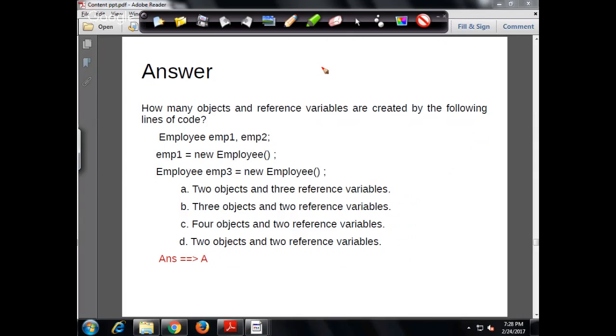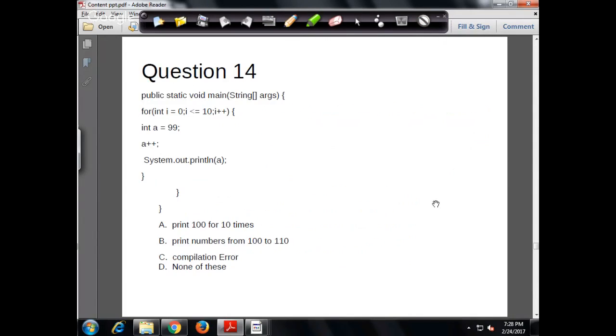So here is the next question that you should try to answer. Let me just move on. Here's the next question, question number 14, the first question for the topic control statements. This is based on the for loop programming construct. So have a look at this particular question and try to answer it. Question number 14.